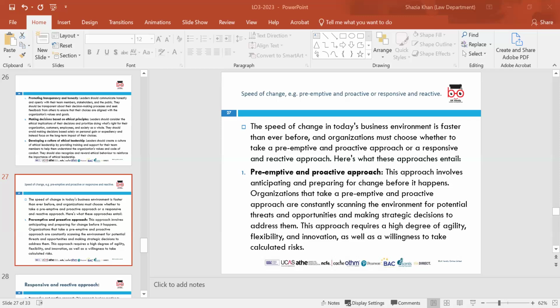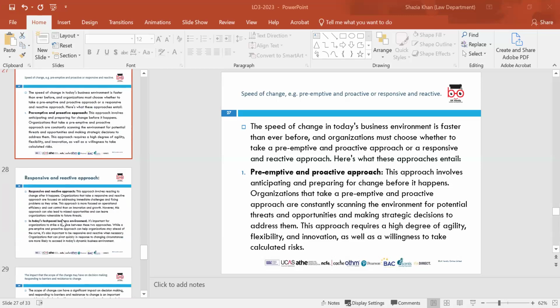Proactive change involves regular monitoring of the external environment, ongoing assessment of organizational needs, and strategic planning to change effectively. This approach fosters a culture of adaptability and resilience, enabling organizations to respond to change more smoothly.